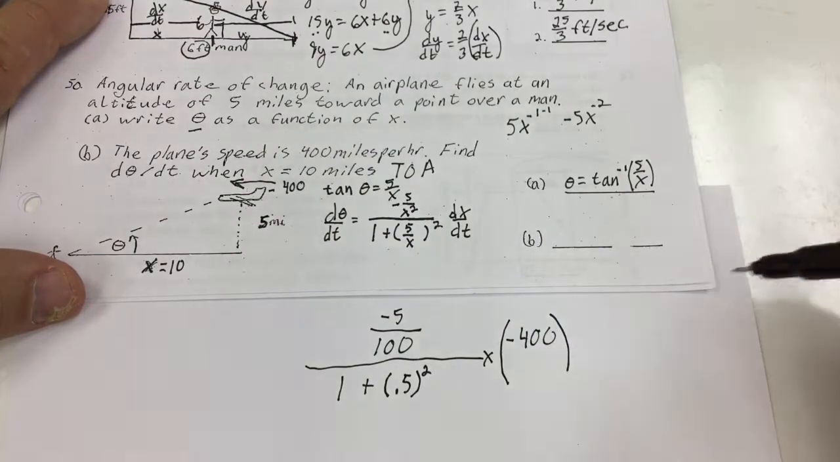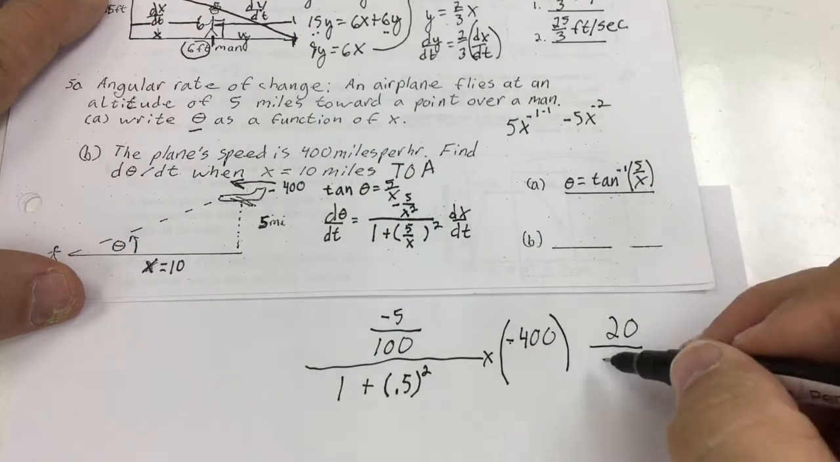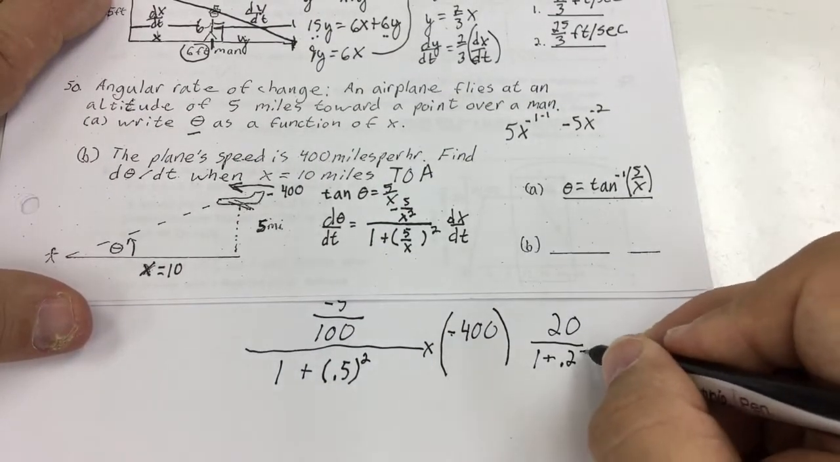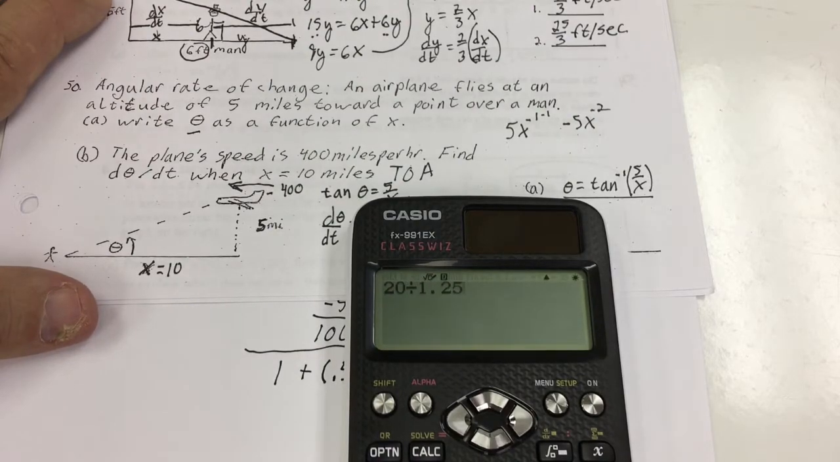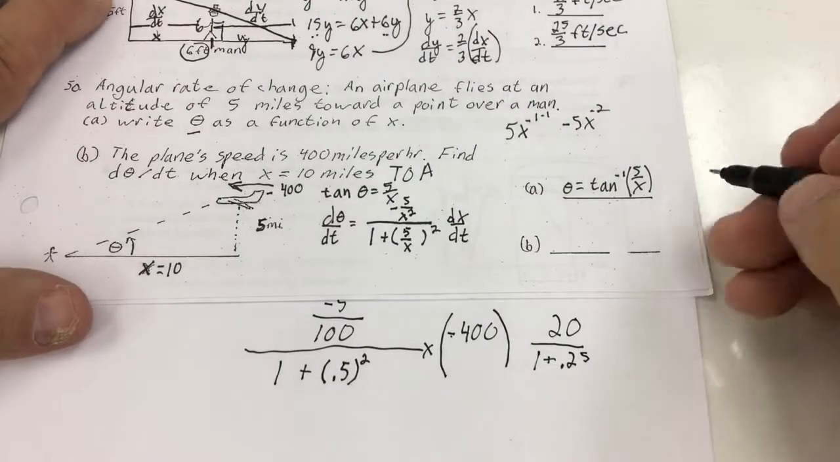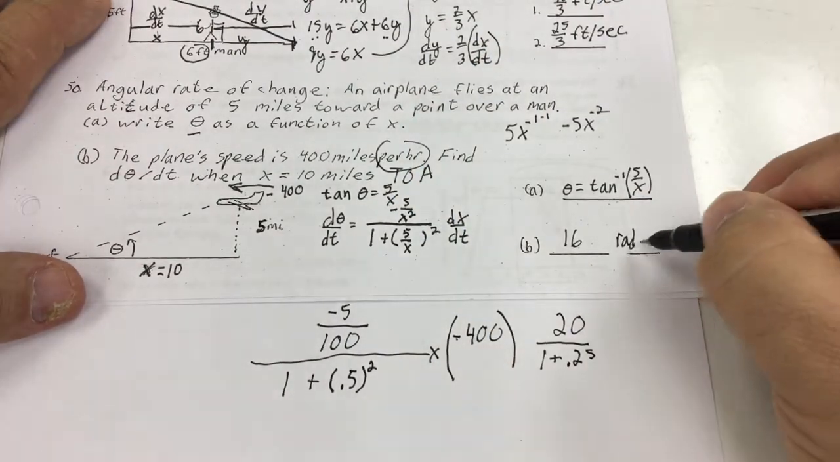Well, the 400 and the 100 cancel out to 4. Negative 4 times negative 5, well, that's going to give me 20 on the top, divided by 1 plus 0.5 times 0.5, which is 0.25. So 20 divided by 1.25 is 16 radians per hour.